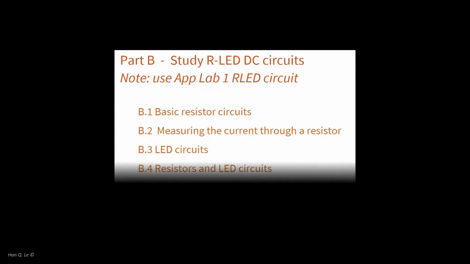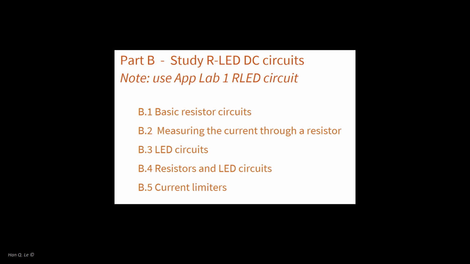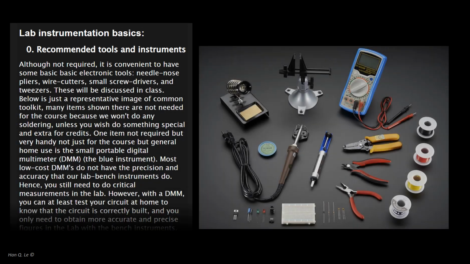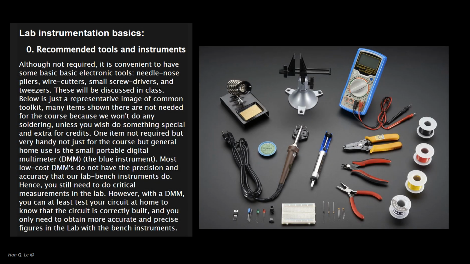Part B has 5 sub-items that include both questions and instructions to build circuits and do measurements. Hence, we need to discuss the hardware for the course. The figure on the side shows a typical electronic hobby kit. Most tools are not required. However, it is convenient to have handy tools such as needle nose pliers, wire cutters, small screwdrivers, and tweezers. These are useful not only for this course, but also as general-purpose household tools. Hence it is recommended to have them available.